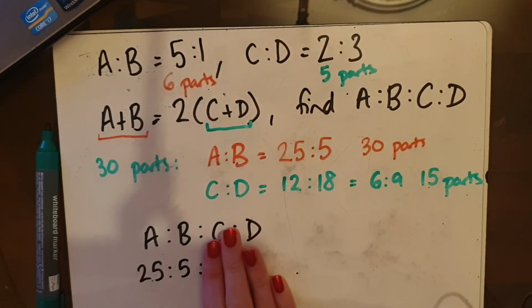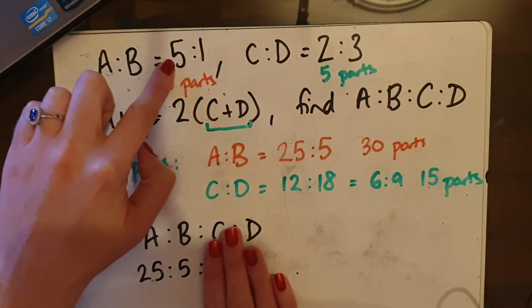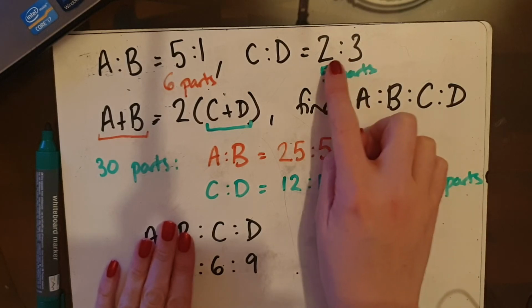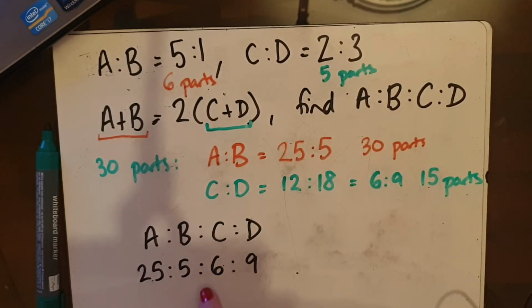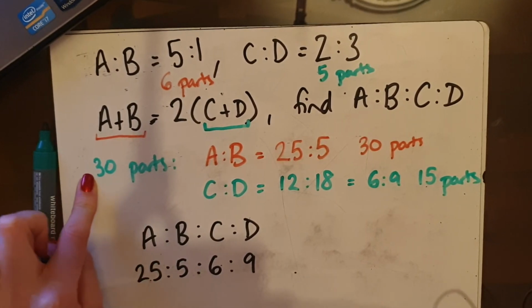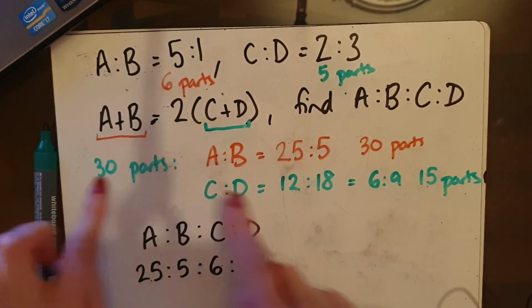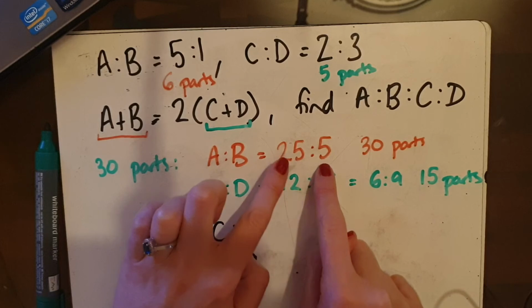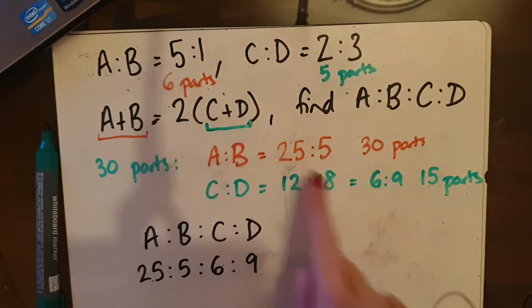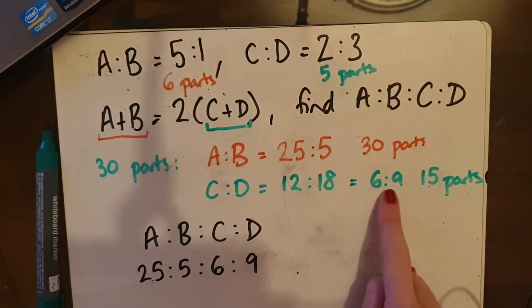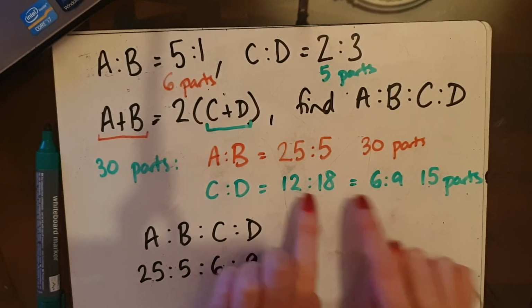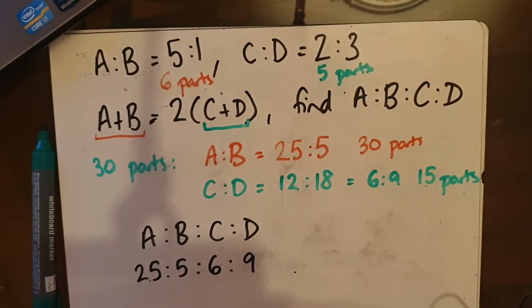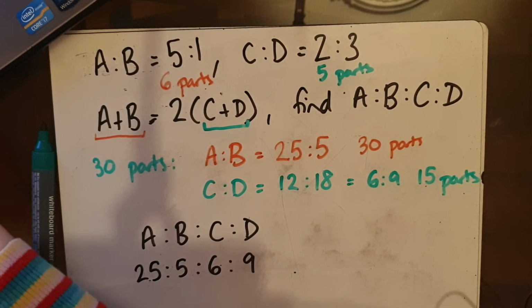So 25 to 5 is the same as 5 to 1. 6 to 9 is the same as 2 to 3. But we need this to add up to half of this. So we made them both have the same number of parts just by cross multiplying here. So these both have 30 parts. But because A plus B is twice C plus D, we're going to halve C plus D. So we've halved this to make 15 parts, and then we can just put the ratio together.